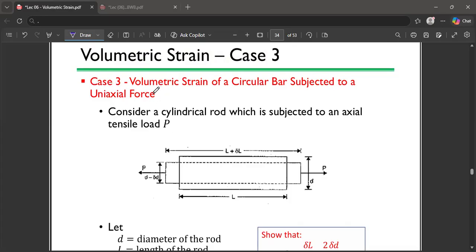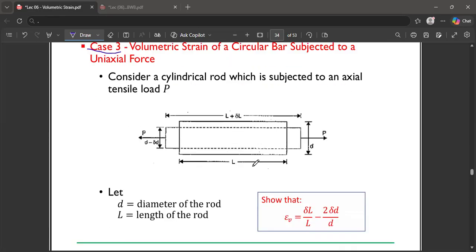So for case 3, we want to look at the volumetric strain of a circular bar subjected to uniaxial force. For those, the formula that we can use to calculate is this: the volumetric strain is equal to the change in length over the original length minus 2 delta D over the original D.